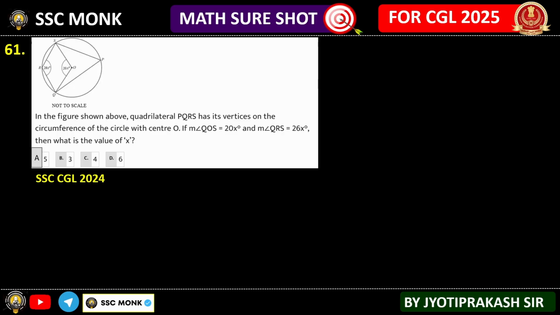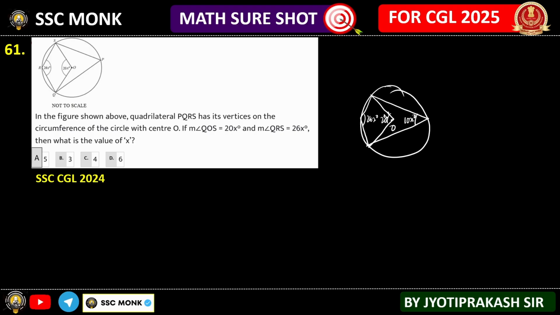Next, geometry. In the figure shown above, quadrilateral PQRS has vertices on the circumference. So this is a cyclic quadrilateral. Okay, this is a circle. It is saying O is the center. Now understand, whatever angle is made over here is twice the angle made at any point of the circle. So if this is 20x degree, this will be 10x degree. Yes or no?